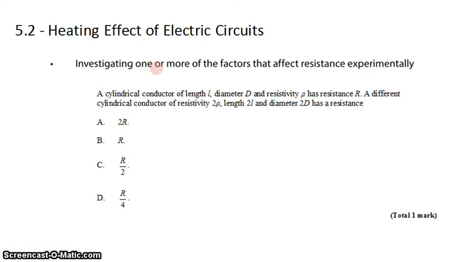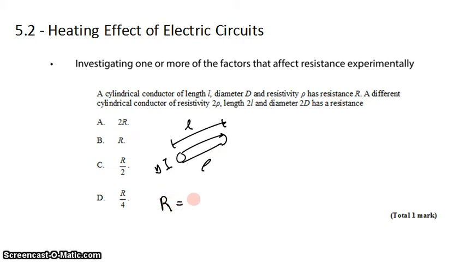We're going to be investigating one or more of the factors that affect resistance experimentally. We have a cylinder with conductor length L, diameter D, and resistivity ρ. So it looks something like this. It has length L, diameter D, and resistivity ρ. As a result, it has a resistance R.